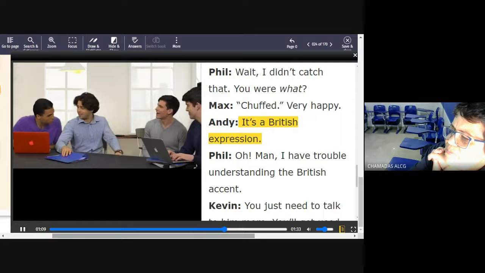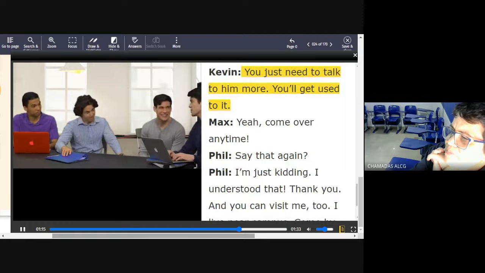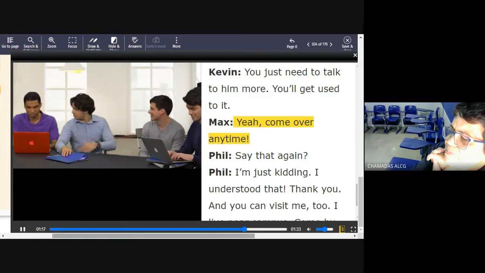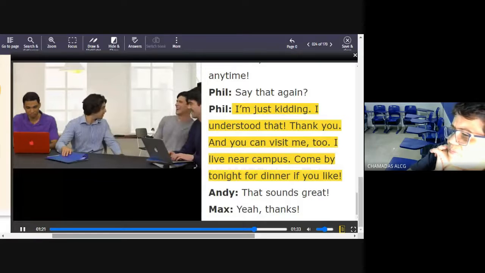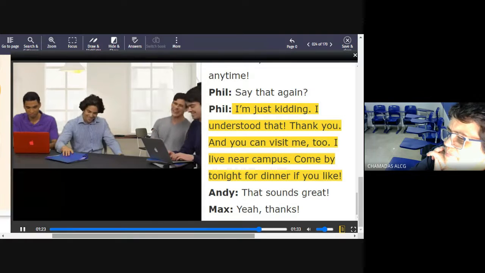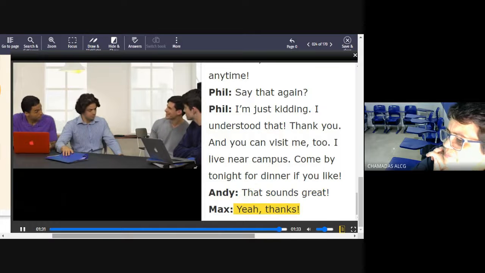It's a British expression. Man, I have trouble understanding the British accent. You just need to talk to him more. You'll get used to it. Yeah, I mean, come over anytime. Say it again? Come over to our apartment. I'm just kidding. I understood that. Thank you. And you can visit me too. I live near campus. Come by tonight for dinner if you'd like. That sounds great. Yeah, thanks.